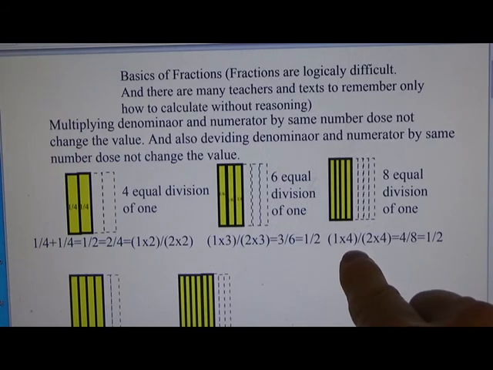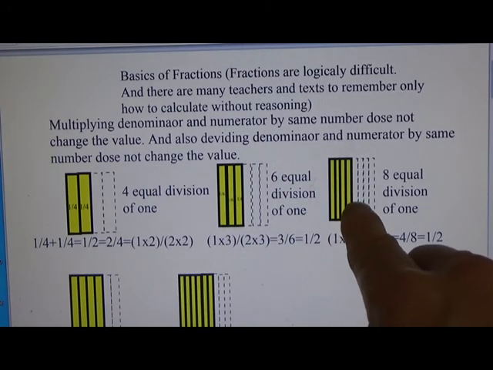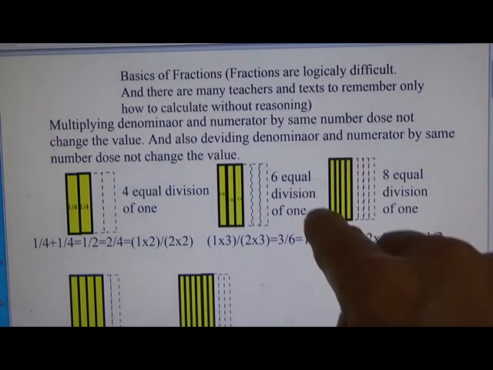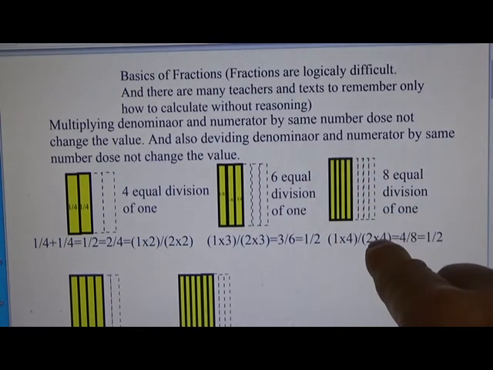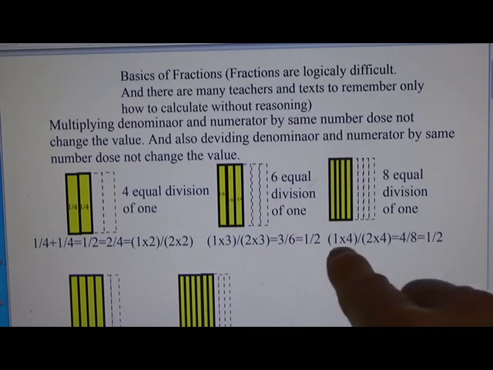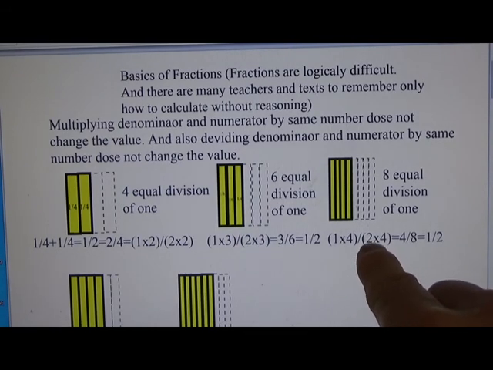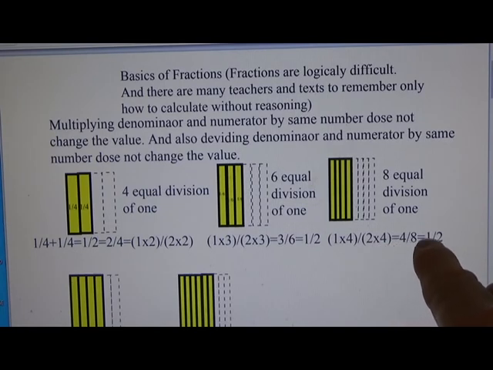Yes. 1, 2, 3, 4. 4 yellow parts are equal to 1/2. 1 multiplied by 4 divided by 2 multiplied by 4 is 4/8. That is 1/2.